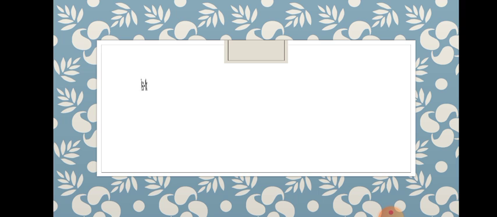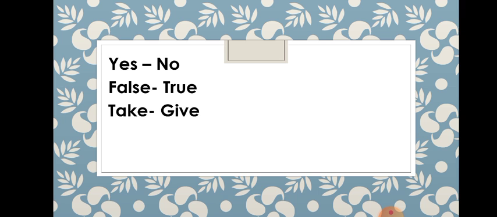Okay. So our first word is yes. What is the opposite of yes? From the help box, it is no. N-O, no. Write down in front of yes. Next word is false. From the help box, write down the opposite of false. What is the opposite of false? True. Opposite of false is true. T-R-U-E, true. Write down true.